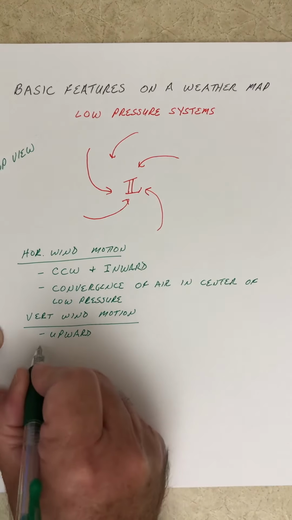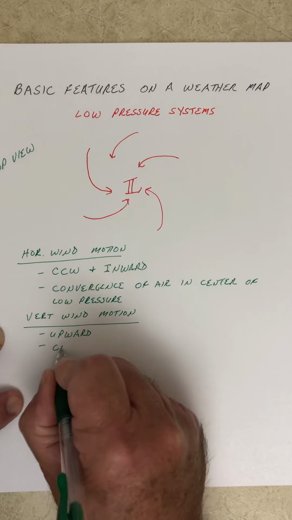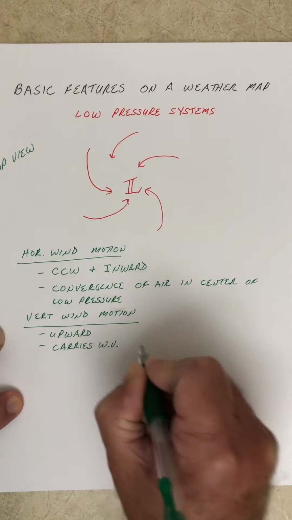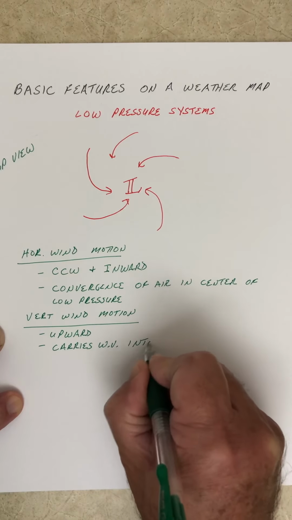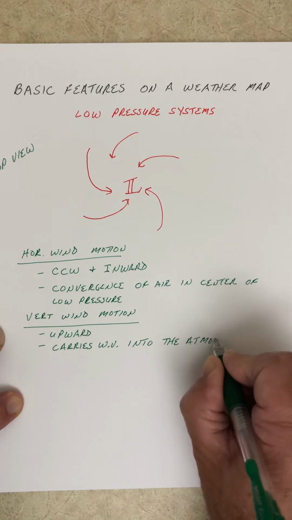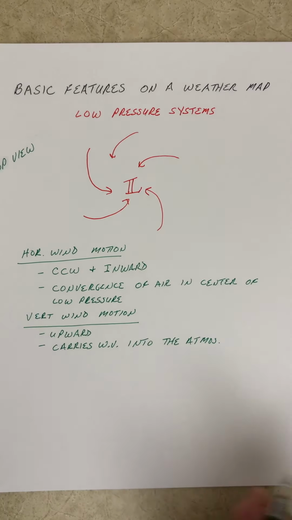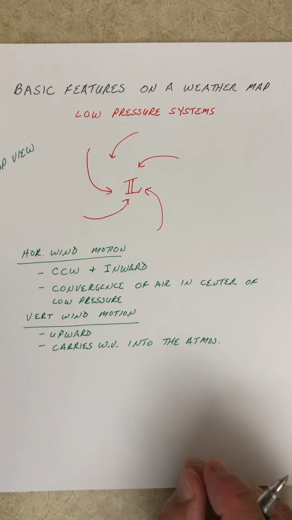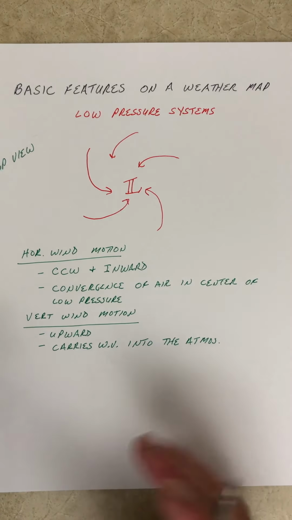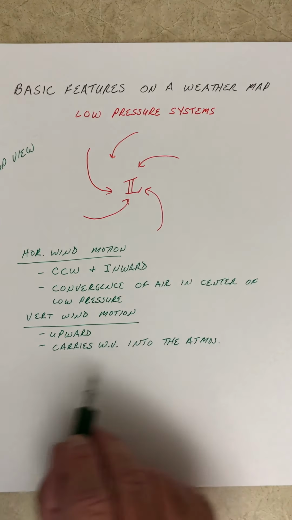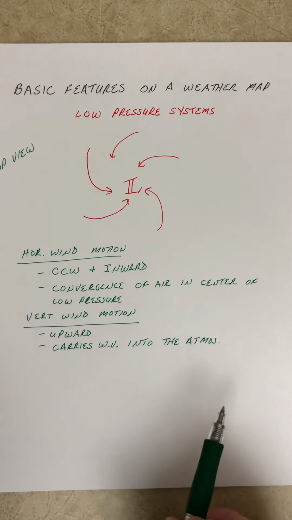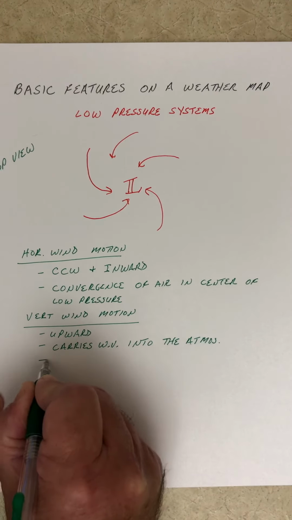The importance of this is that it is going to carry water vapor up into the atmosphere. WV is water vapor. Water vapor is concentrated near the Earth's surface, which makes sense because water vapor is evaporated water, and where do we find most of the liquid water? We find it at the surface. So we've got to get that water vapor up into the atmosphere if we're going to form clouds and precipitation.